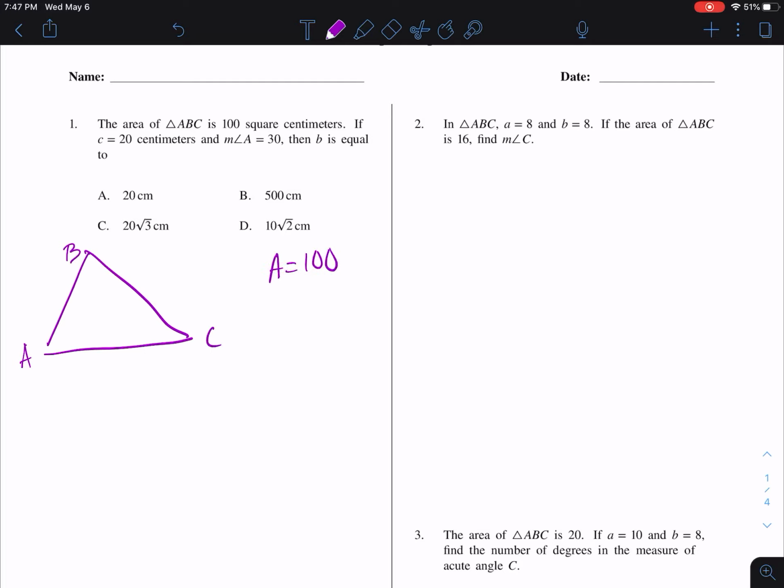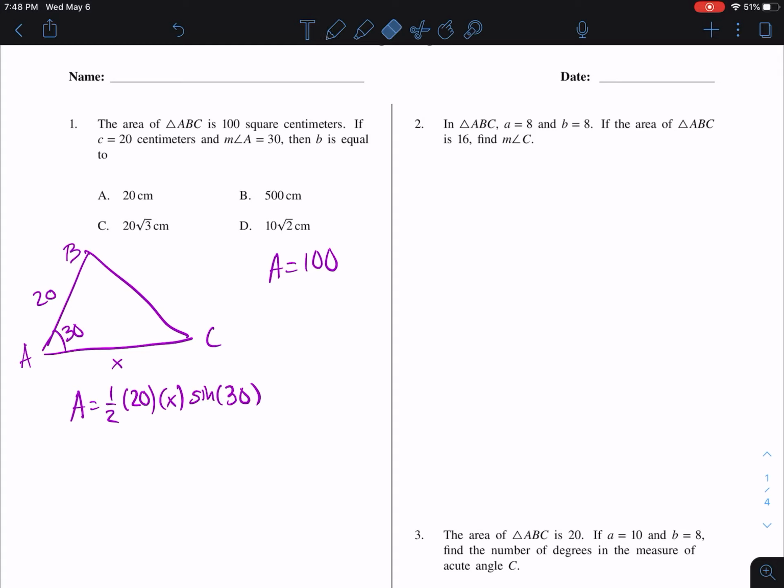Okay, so area is 100 square centimeters. They're telling me that C, lowercase c, is 20 centimeters, and they're telling me that the measure of A is 30 degrees. They're asking what B is. So if my formula is area equals 1/2, now for me, you can't get caught up on the AB. You have to realize that it's the sides with the angle in between. So for us, it'll be 20 and x sine of 30.